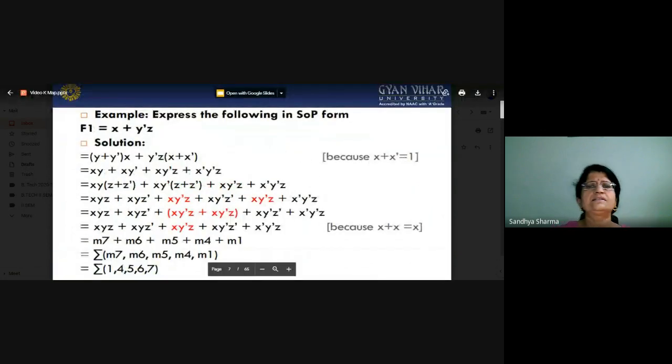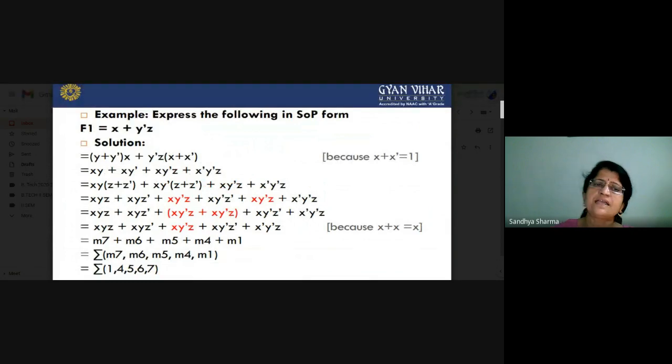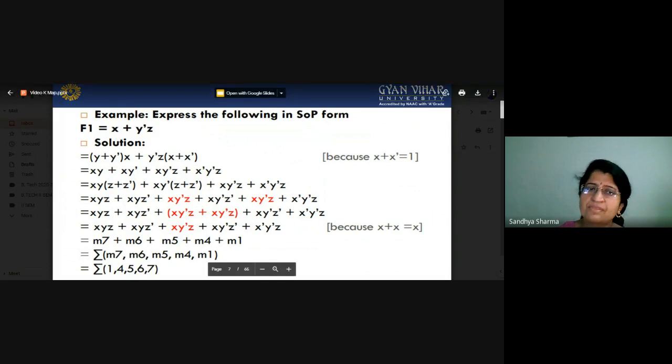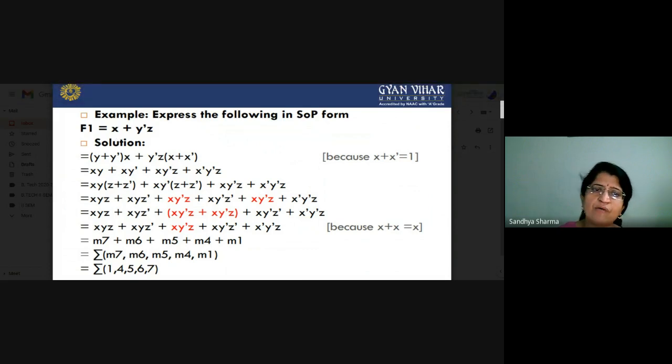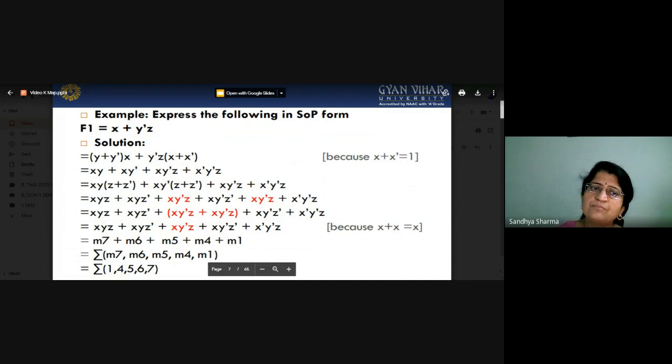So this is basically how you can represent your sum of products. This is a very basic part. Suppose any function f1 is given to you in the form of x, y and z. From here you can see that there are three variables. Now you have to turn this expression into sum of product. First of all you have to notice that the y variable is missing. So what you have to do is add y plus y complement.